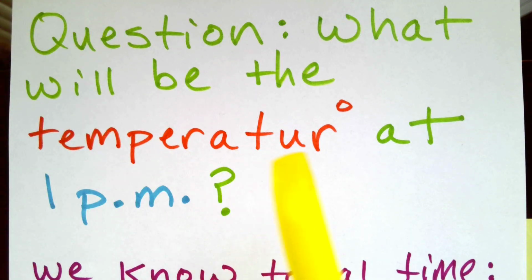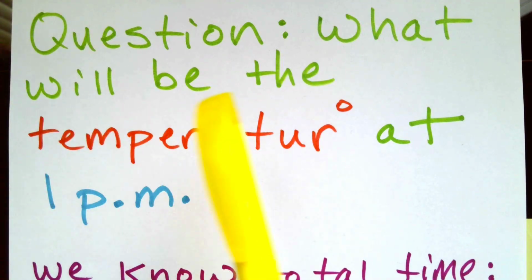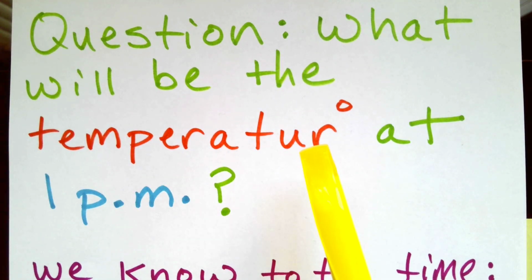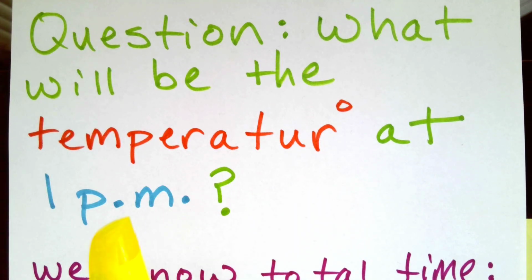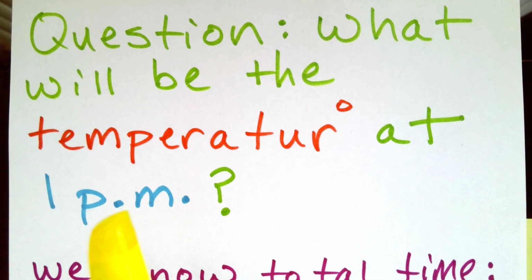So, again, they're not asking what was the total degrees that changed from 4 a.m. until 1 p.m. They're asking what will be the temperature at 1 p.m. If you started at negative 10 degrees, and you can figure out the total change of temperature, then you can use integers, adding and subtracting positive or negative numbers, to determine the temperature at 1 p.m. Okay, so again, this is the part 3 video.